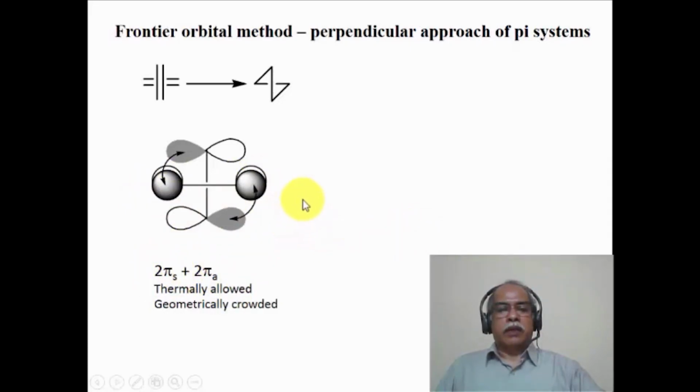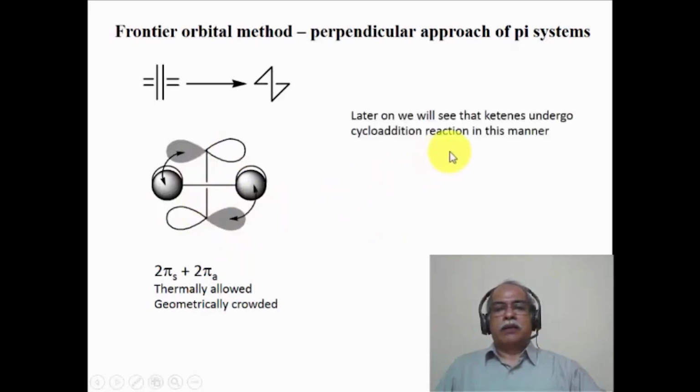Although this looks geometrically feasible, it is highly crowded because the hydrogens will poke with respect to each other. These hydrogens will essentially come in the way of this sigma bond here. So although it is a thermally allowed process, geometrically it never happens because it is a highly sterically crowded system. However, you will see later on that ketenes do undergo cycloaddition reaction in this manner. The 2 pi suprafacial, 2 pi antarafacial is the mode of cycloaddition for ketenes.